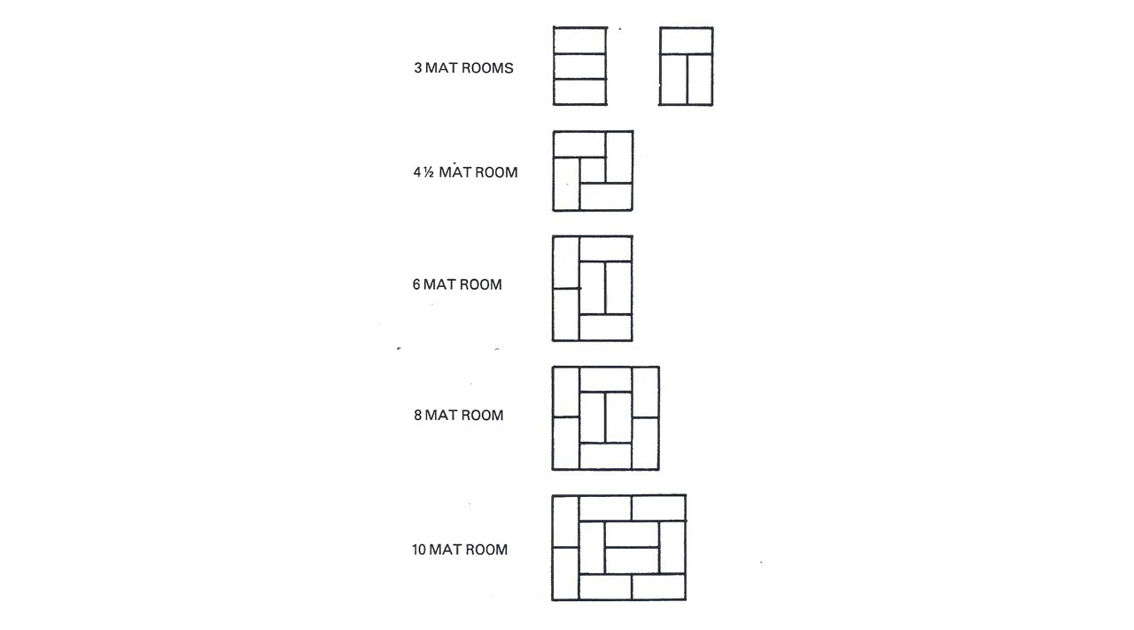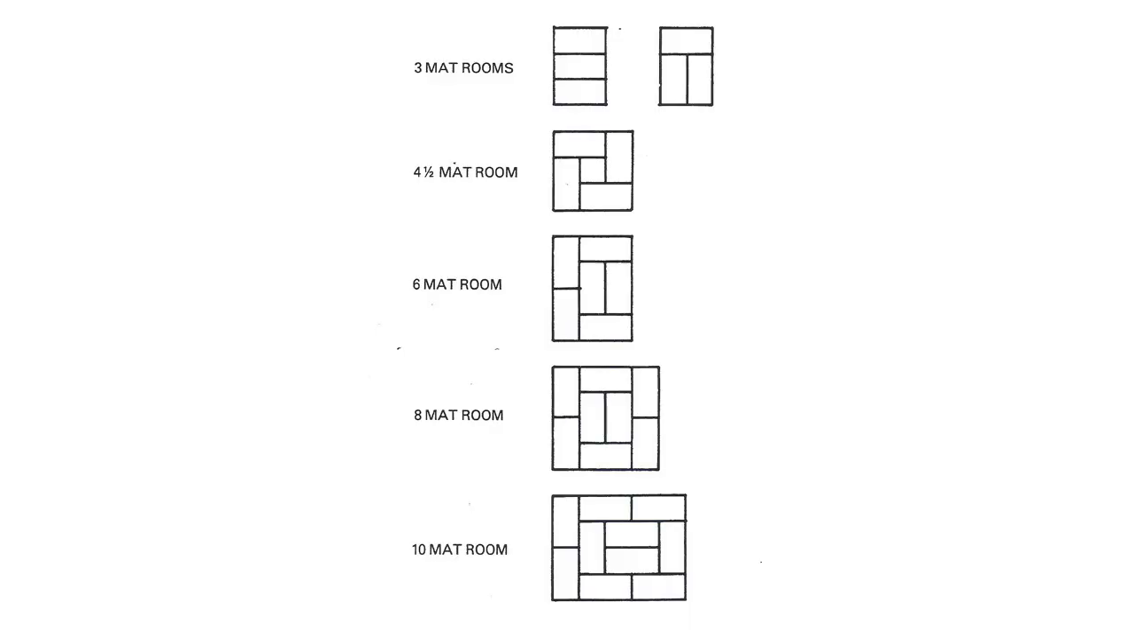And these mats have their own determined sizes. They're all the same size, about 90 centimeters wide, 180 long. So sizes of rooms are actually determined by the amount of mats. So you have a 3-mat room, a 4.5-mat room, a 6-mat room, and so on. In this system, you could tell a carpenter you want him to build you a house with a 6-mat room, an 8-mat room, a 3.5-mat room, or a 3-mat room, and so on.